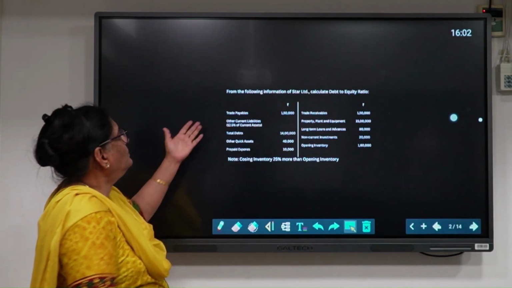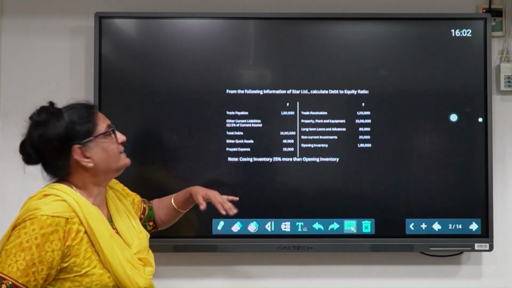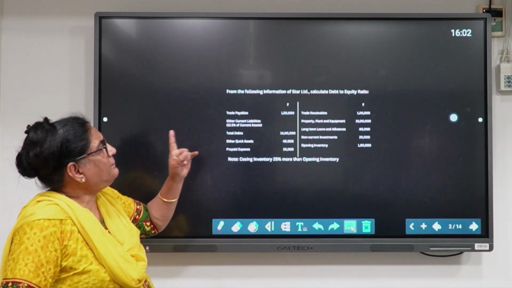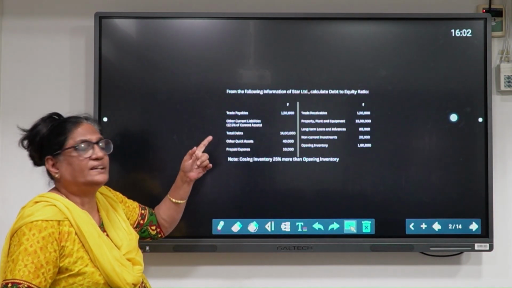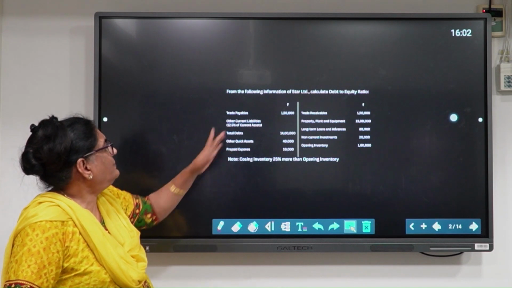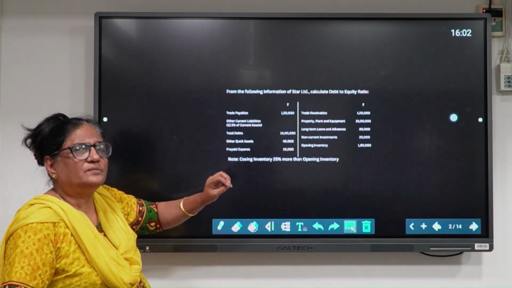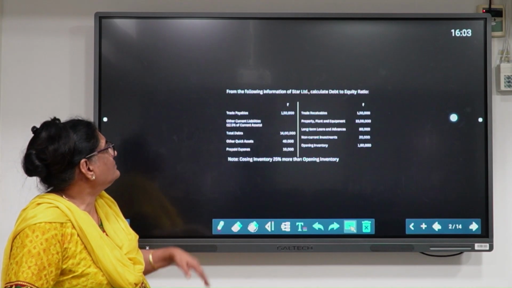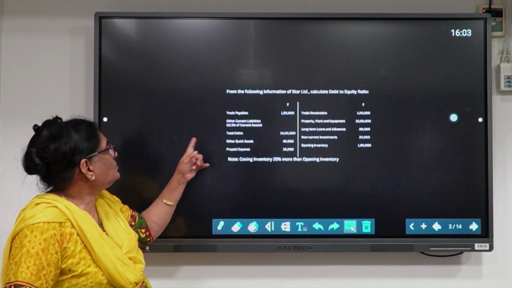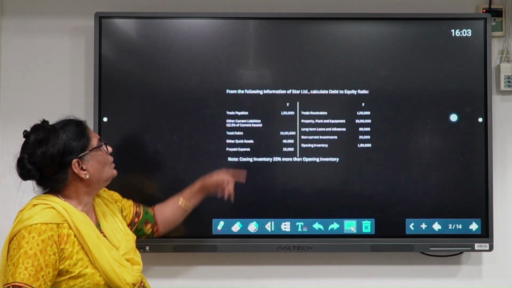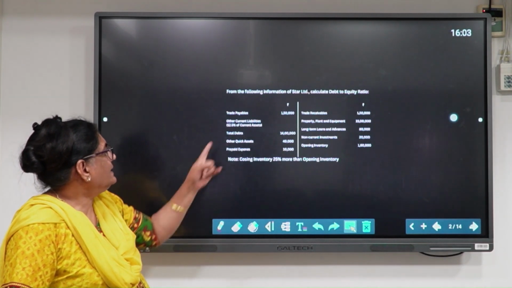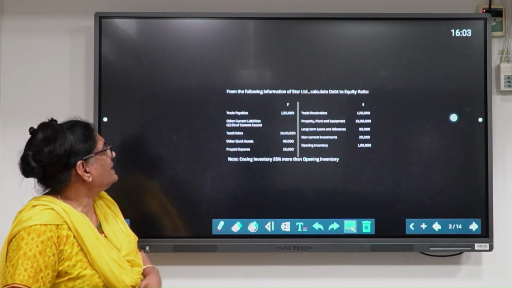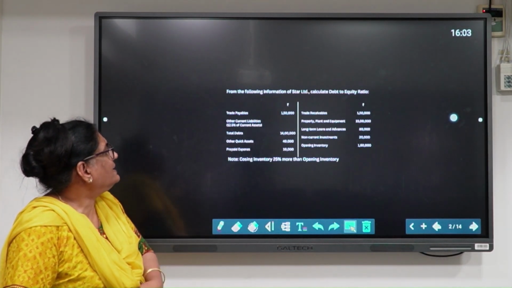Now the next problem was the same, B part, second part. From the following information, calculate debt to equity. These are all solvency ratios. Trade payables are given. There is a lot of working here; here and there workings are there. I'll make it very clear to you. Other current liabilities, 12.5% of the current assets, will give you other current liabilities. Total debts are given. Other quick assets are given. Prepaid expenses are given. Trade receivables are given.